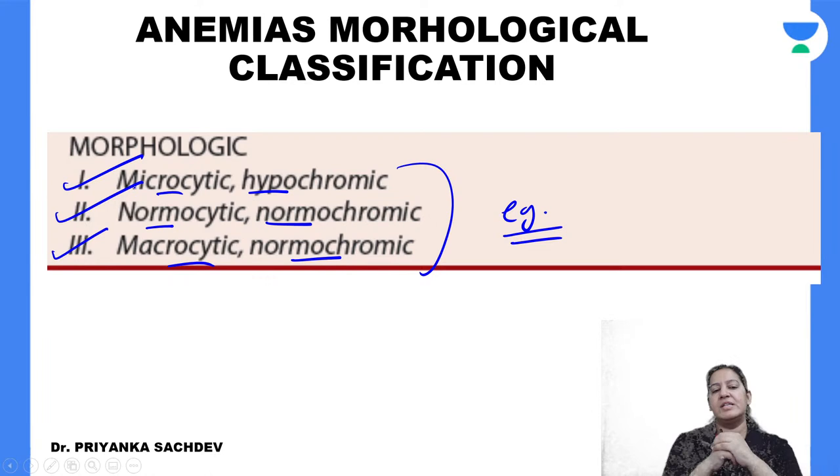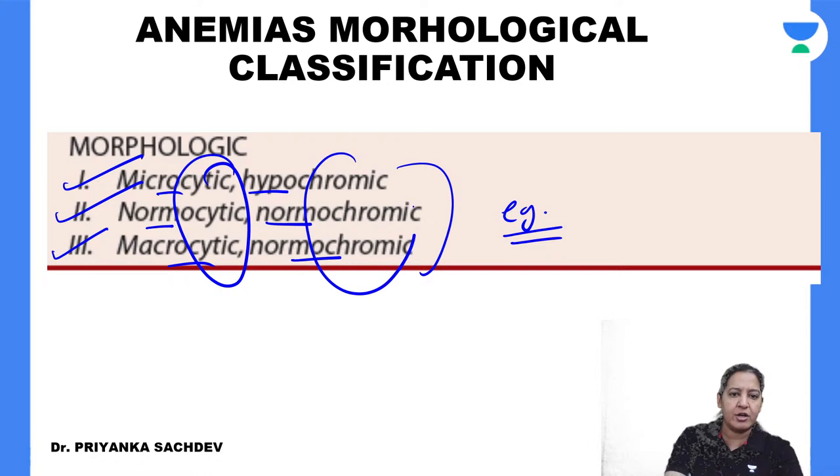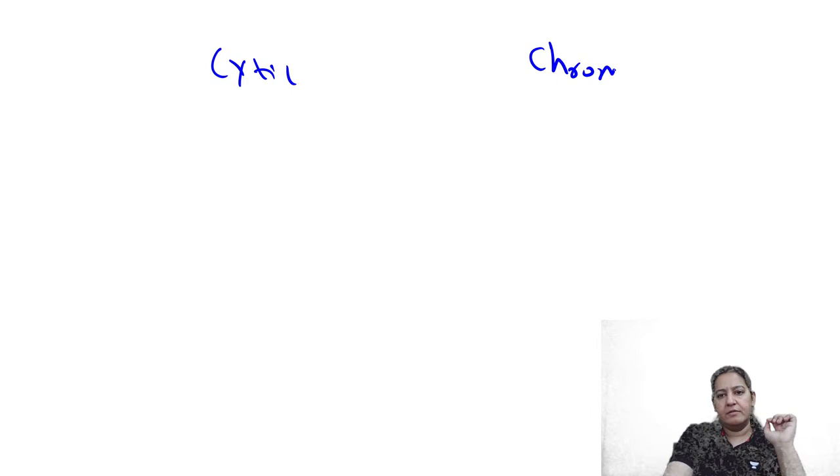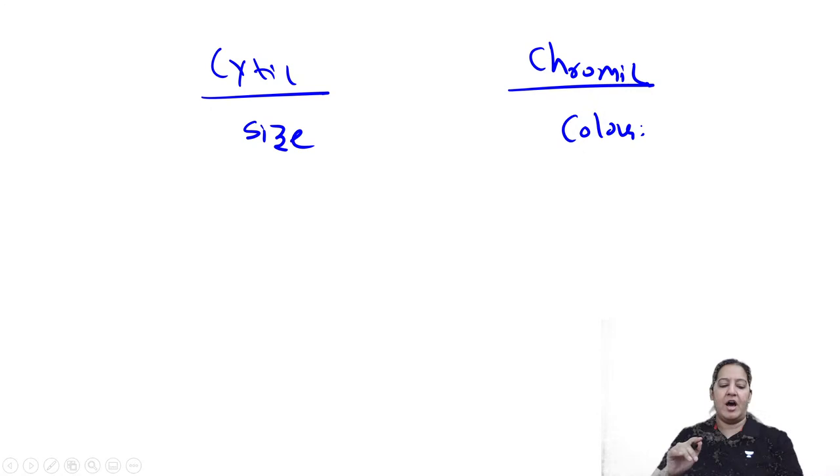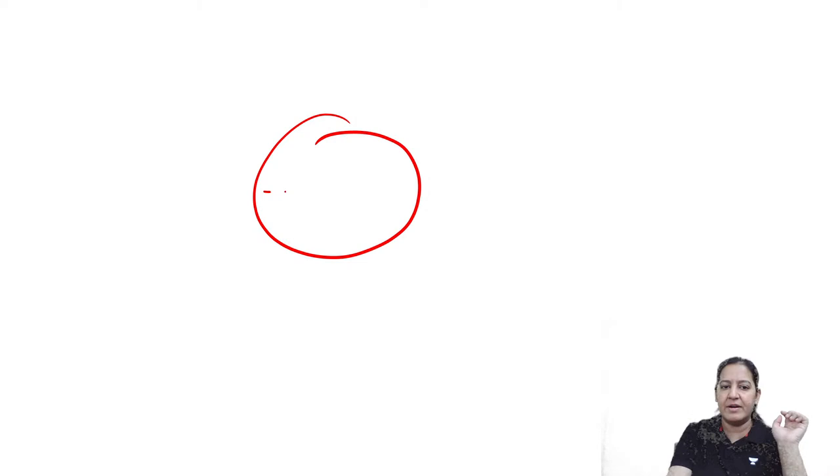Now, there are two terminologies, cytic and chromic, right? Cytic and chromic. What do you mean by that? The word cytic means size, and the word chromic means color. So first tell me, what is the size and color of a normal RBC? If you say a normal RBC, the size of a normal RBC is 7 micrometer. The diameter is 7 micrometer, right?